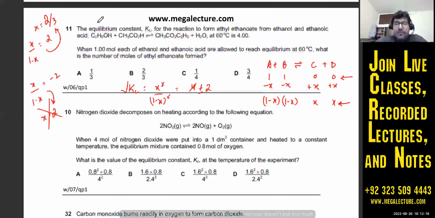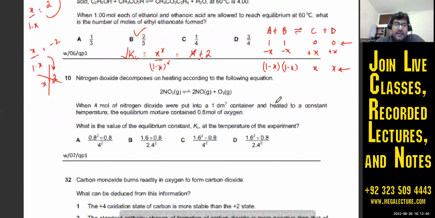First one, if I put 2 over 3, I'm going to get 1 over 3 moles over here, 1 over 3 moles over here, 2 over 3 over here, and 2 over 3 over here. So the answer is going to be B, it's going to be 2 over 3. So remember, every time it's going to give you 2 values of X. One of them will give the moles in negative, and moles cannot be negative. Okay, remember that. Let's do the next question.